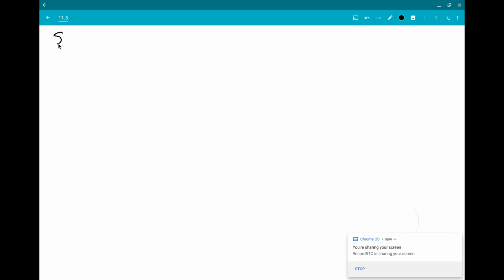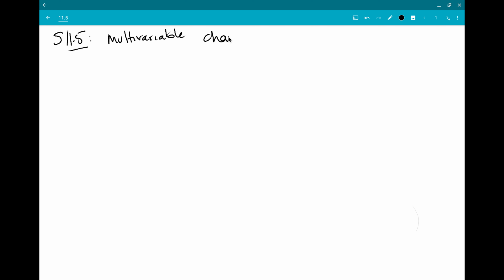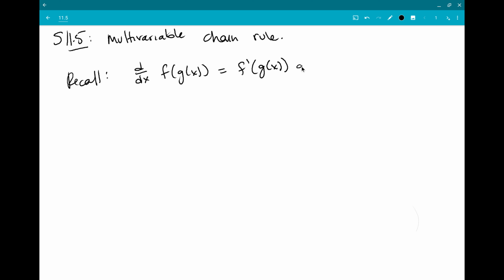Okay, so next up we're going to be working on the chain rule from section 11.5 for multivariable functions. And you should be familiar with chain rules kind of from Calculus 1. If you wanted to take the derivative with respect to x of some f of g of x, then you take the derivative of f and keep g inside, and then you multiply by the derivative of g.